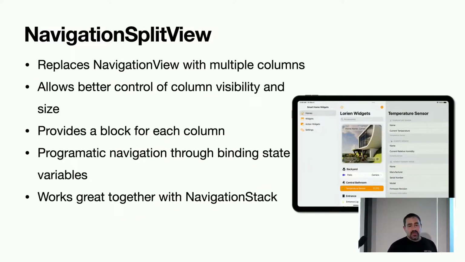So the navigation split view, the way it works is it replaces this using multiple child views in this navigation view. You just basically have a set block for each one of them. And the programmatic navigation happens typically through binding variables. And as I said before, if you compress it and go in from regular size class to compact, it will switch into a navigation stack.